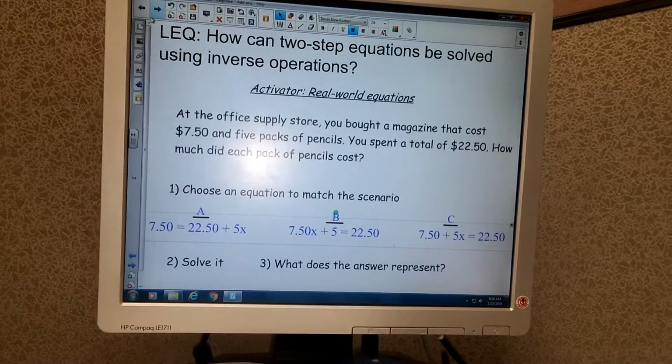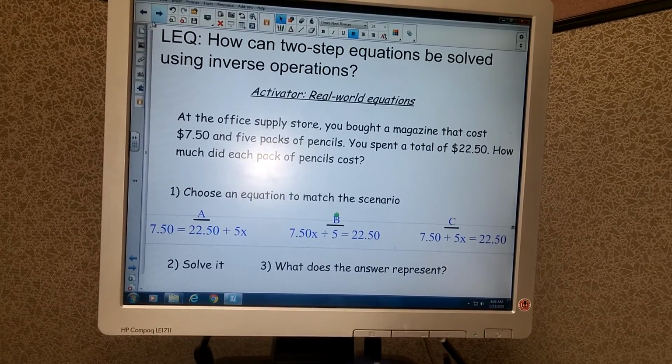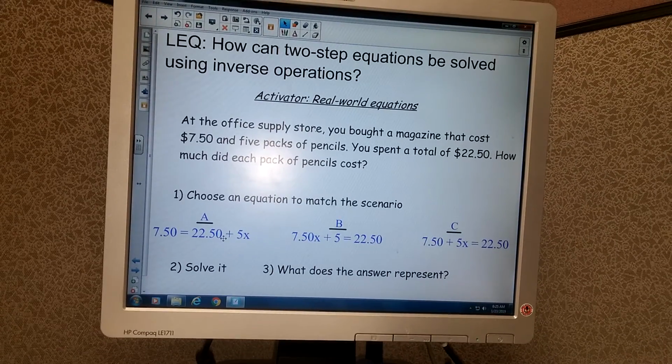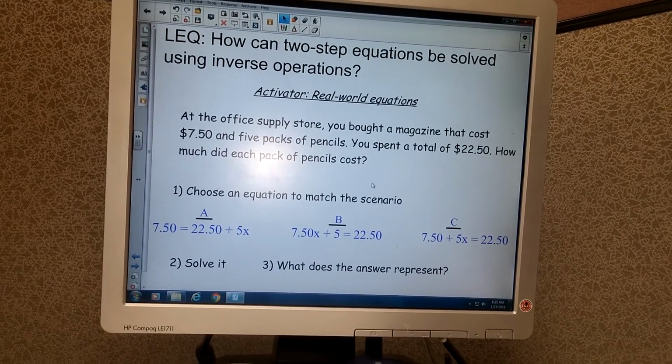Continue our work with equations. The activator is a real-world situation. Your job is to match either A, B, or C, one of these equations, to the situation presented above.